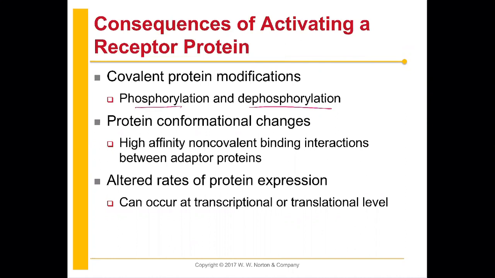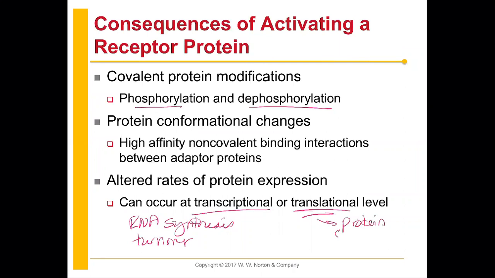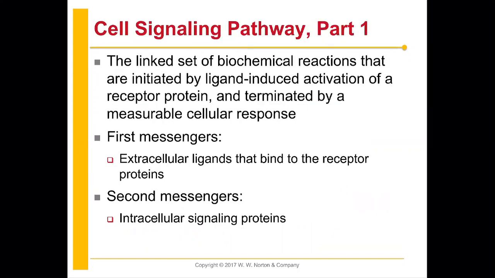You can change rates of protein expression, right? We talked about this with our nuclear receptors, right? They can occur at the transcriptional level. So this is RNA synthesis and RNA turnover. And the same thing translationally, that's protein synthesis and turnover, right? So either one is possible.